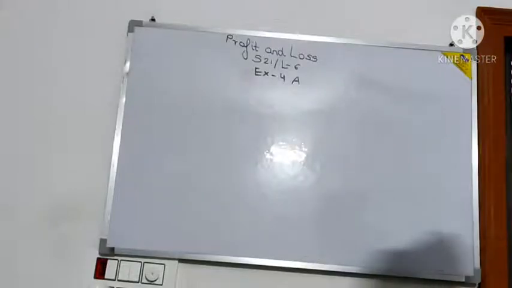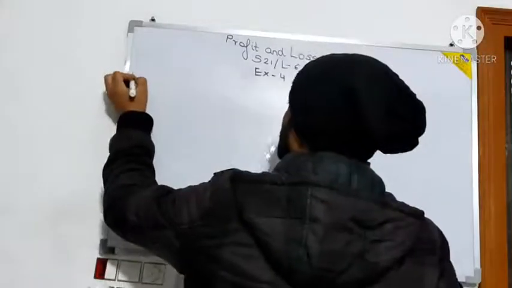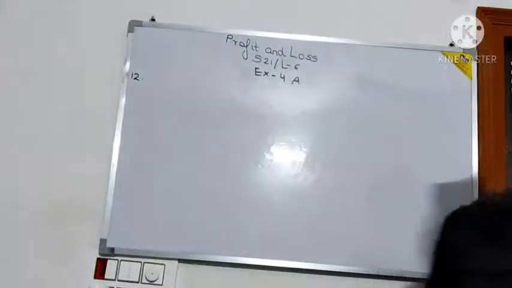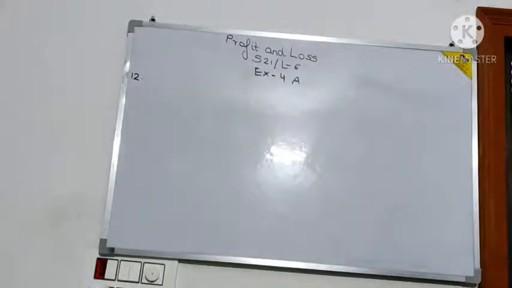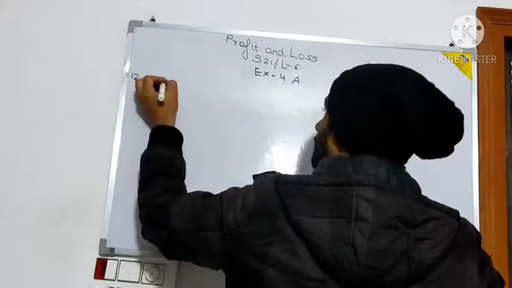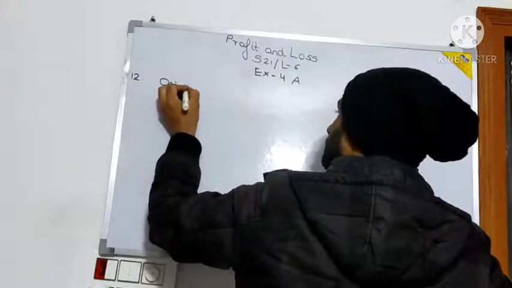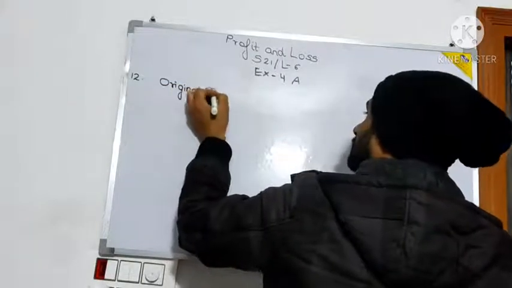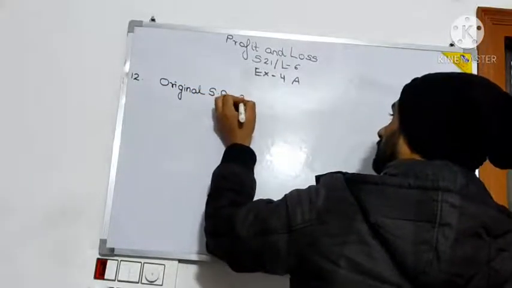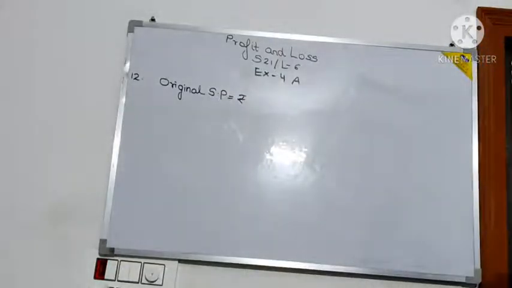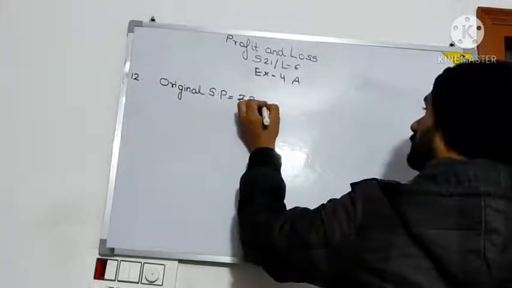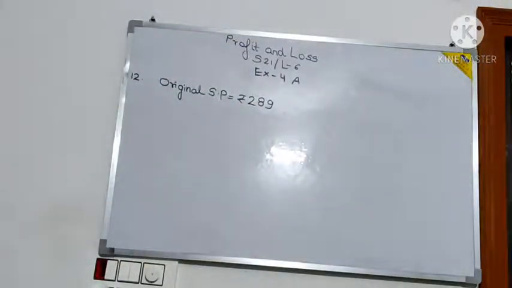So let's take question number 12 now. Question 12 says, by selling a pen for rupees 289, a shopkeeper incurs a loss of 15%. So here, original SP, sorry, he is selling now. So original SP is how much? Rupees 289. So 289 rupees is the SP at which the shopkeeper is selling the pen.